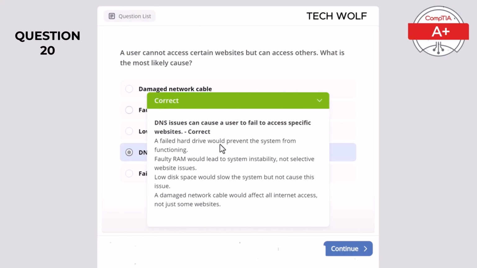A failed hard drive would prevent the system from functioning. Faulty RAM would lead to system instability, not selective website issues. Low disk space would slow the system but not cause this issue. A damaged network cable would affect all internet access, not just some websites.